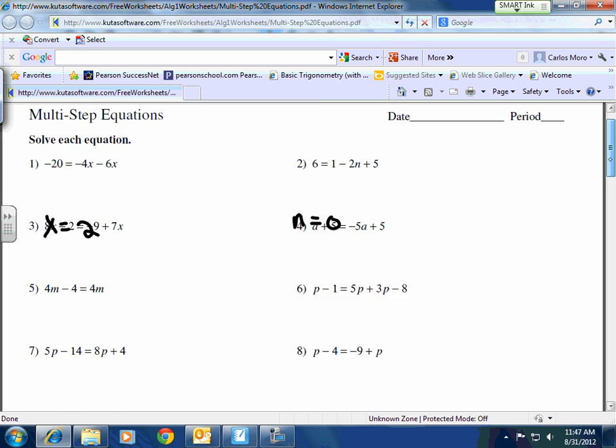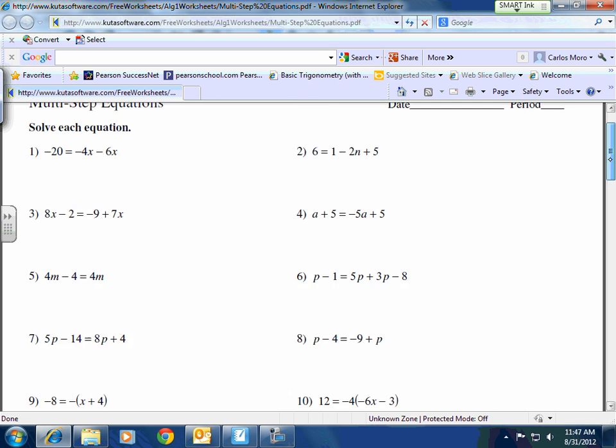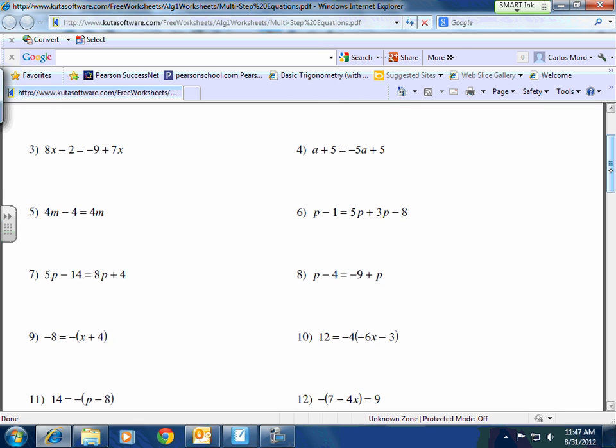Okay, number 3. Oh, sorry about that. I'm going to have to actually erase these out. Okay, next. Number 3. I got 8x minus 2 equals negative 9 plus 7x. Okay, distributive property, there's none. Add like terms on both sides. I don't have like terms to add.